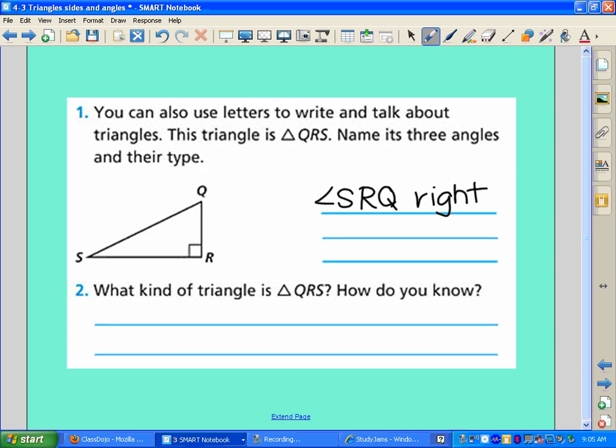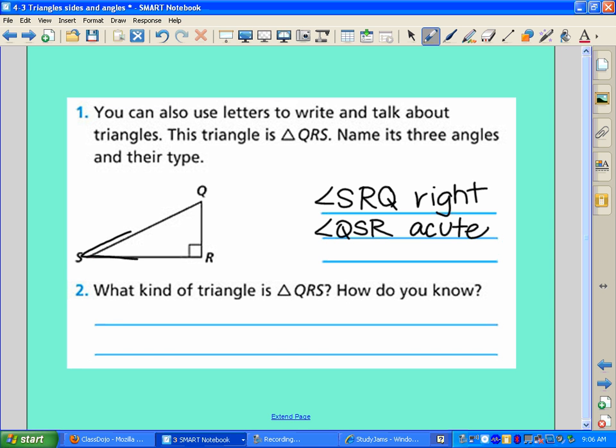Okay. What is another angle that I have? Christiana? Well, QRS is the same as SRQ. I need a different letter in the middle to give me different angles. QSR. Angle QSR is an acute. Acute.